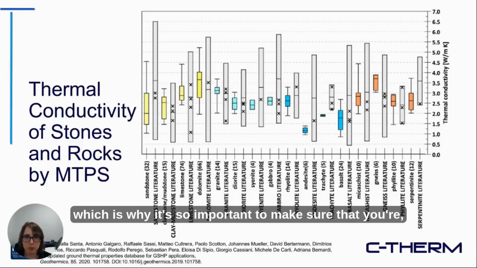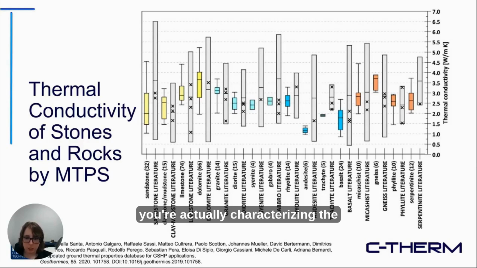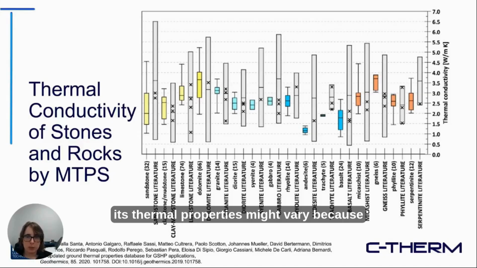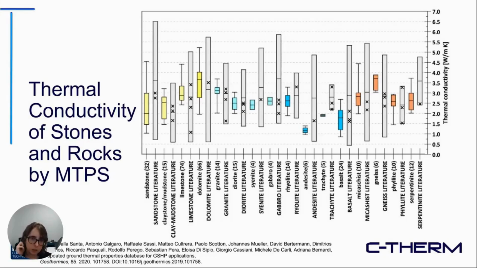rock, which is why it's so important to make sure that you're actually characterizing the deposit that you want to look at, because even if it's a well-known type of rock, its thermal properties might vary because the earth is inherently variable.